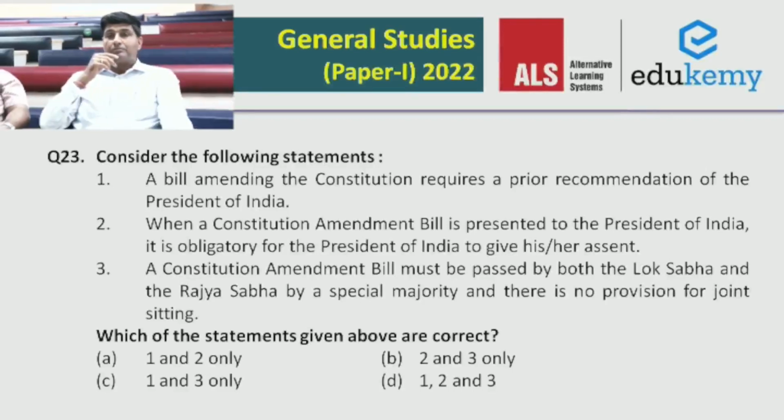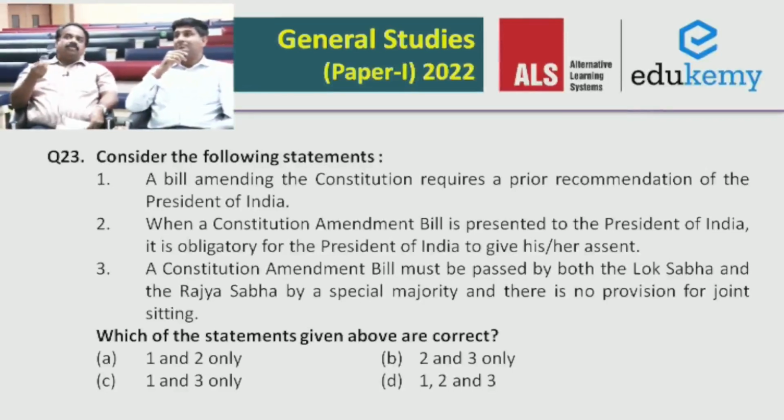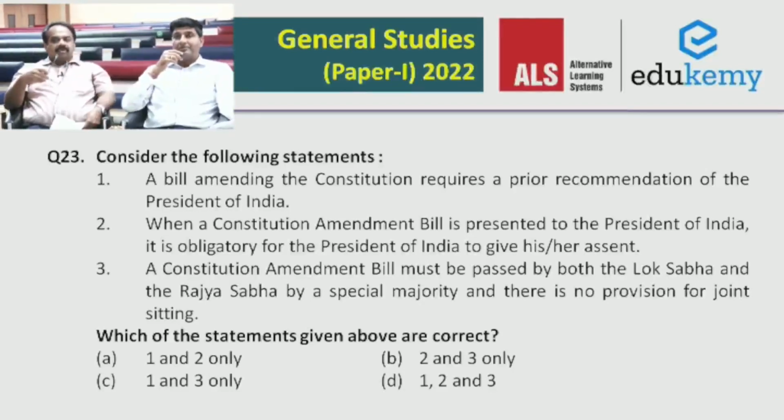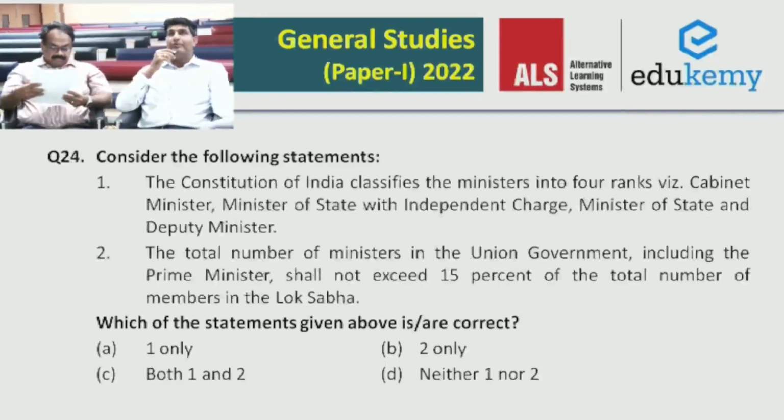And in fact, there is no question of deadlock. If the other house rejects it, it's an end to the constitution amendment bill. So at that stage only the bill will lapse. Yeah. Question number 24.